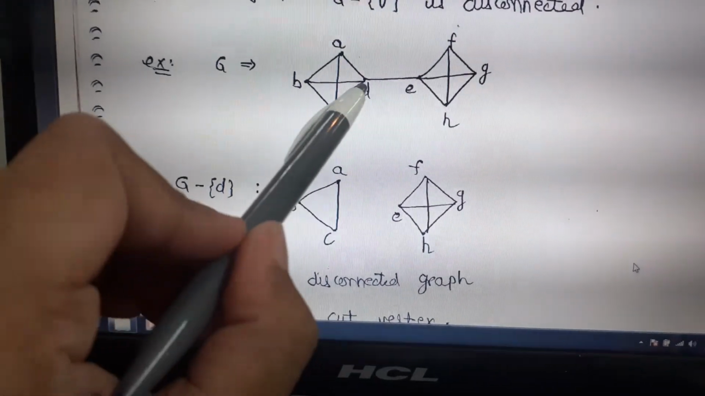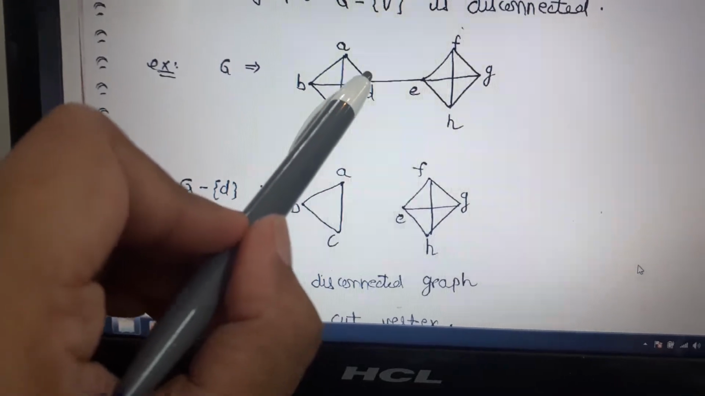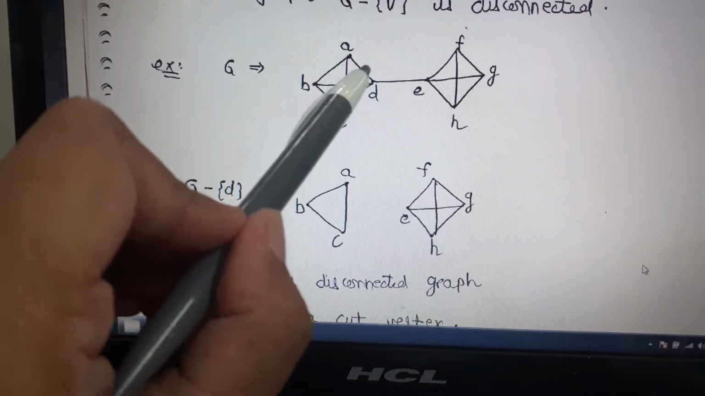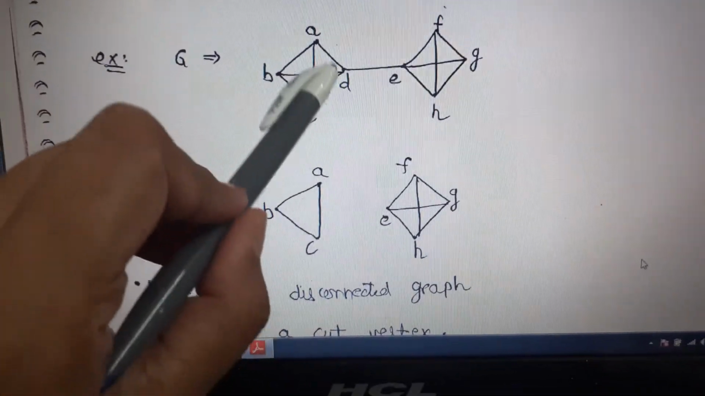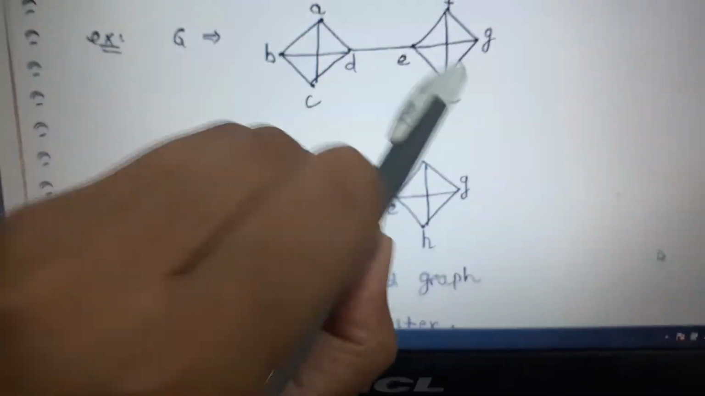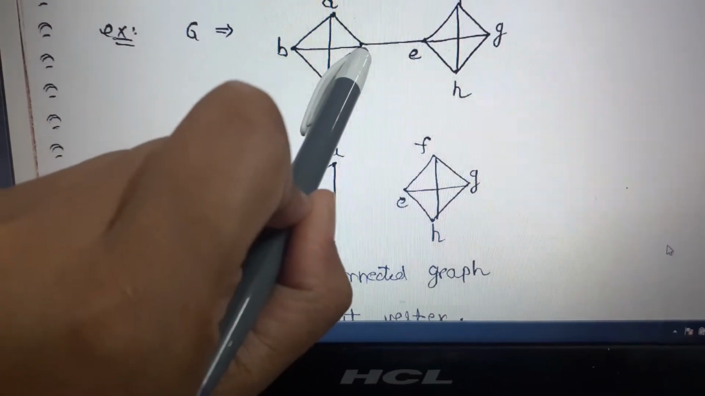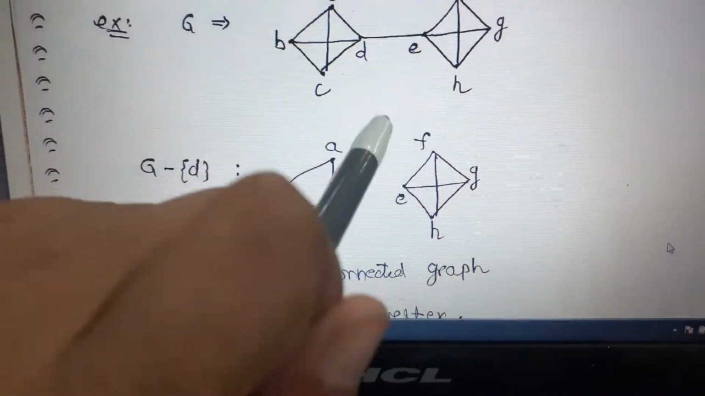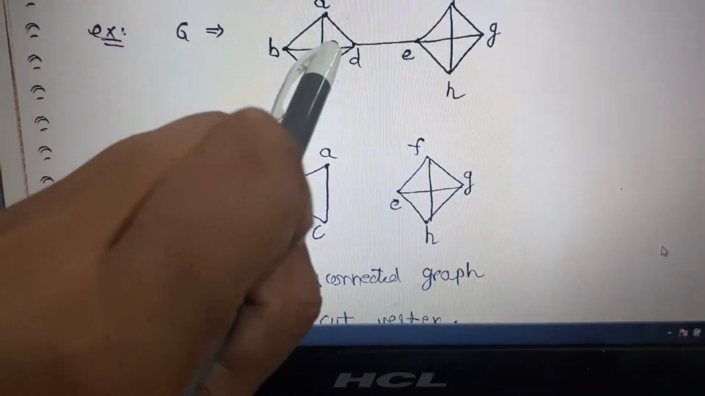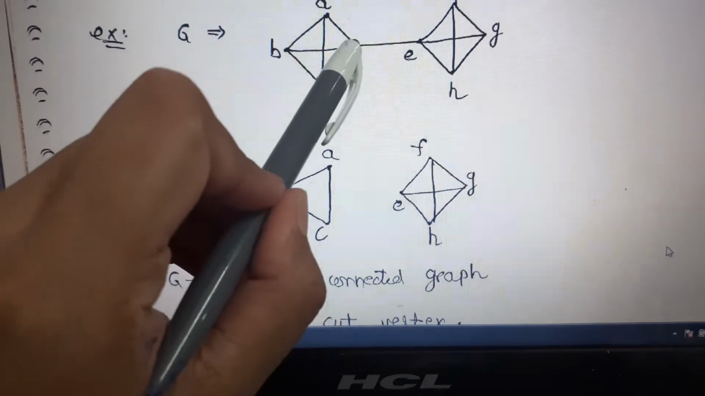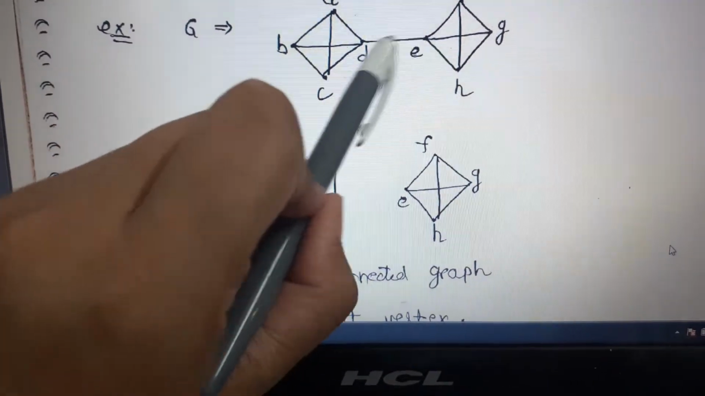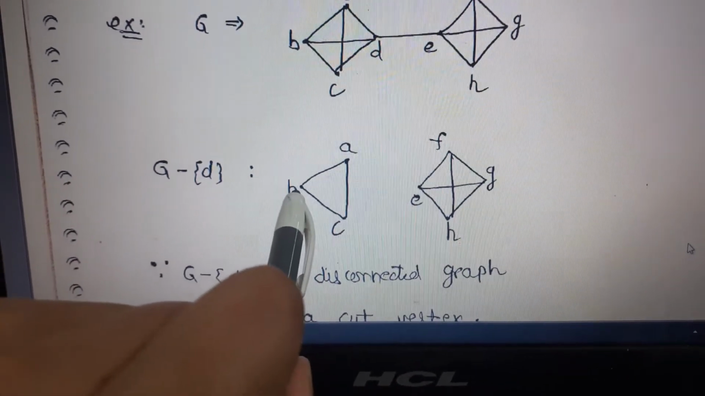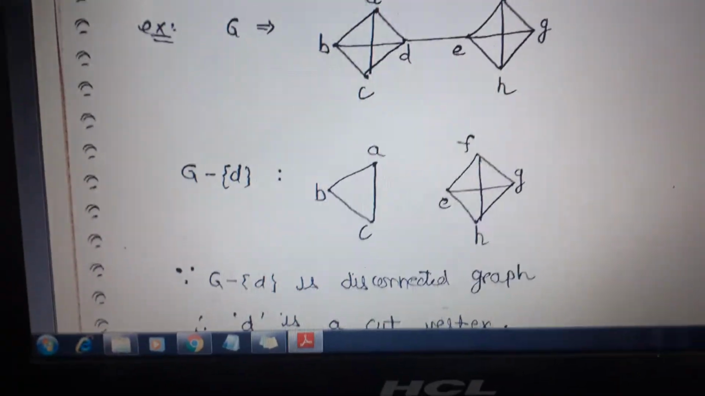Let us choose D. Now we have to check if vertex D is a cut point or a cut vertex. For that we have to find the subgraph G minus D. So we remove this vertex D from this graph. When I remove this vertex D, these edges will be automatically removed, right? As we have discussed earlier, what is meant by graph G minus vertex D. So when I remove this vertex D, these edges will be removed and the graph becomes this. Now since this graph is disconnected, hence D is a cut vertex.